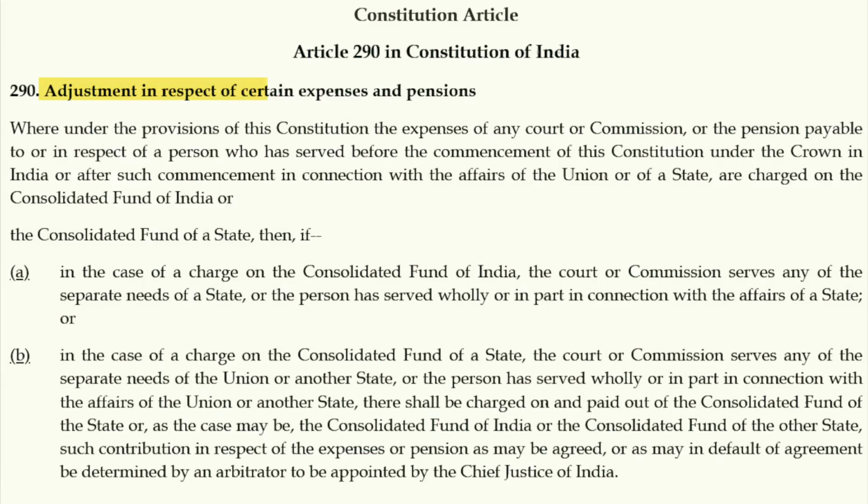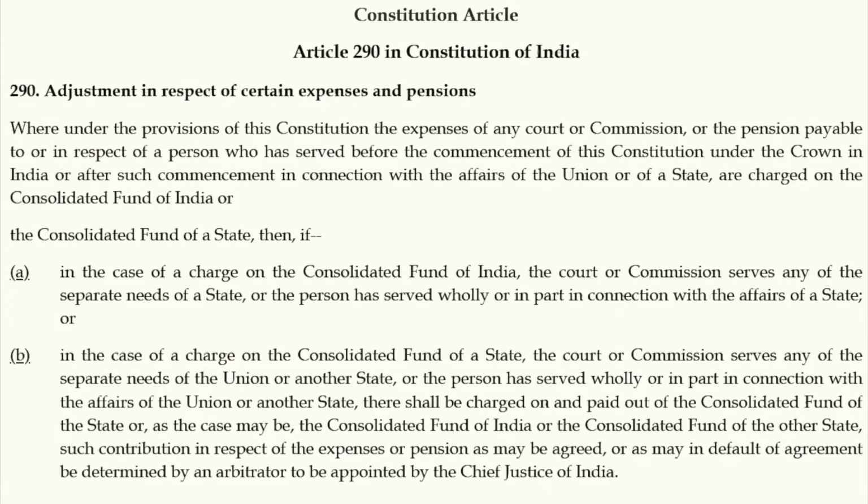Third example of this is Article 290 of the Constitution, which says that adjustment in respect of certain expenses and pension. And if any dispute is arising out of that, if you look at the article carefully, it provides that in default of an agreement, it will be determined by an arbitrator appointed by the Chief Justice of India. So in that time, an arbitrator will be seeing the dispute, even if there is a dispute between the union and the state, or between one state and another state.